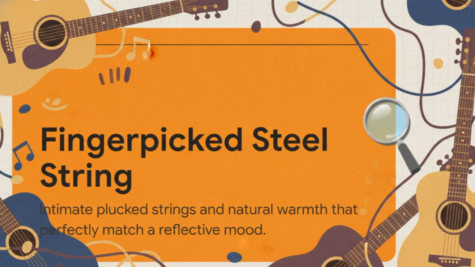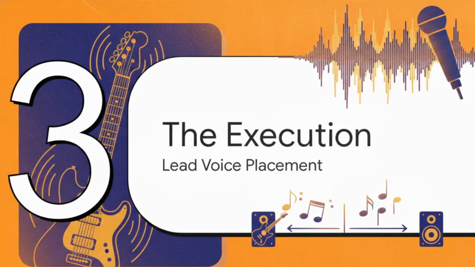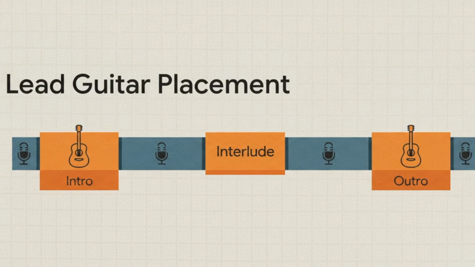The quiet intimacy of each plucked string directly mirrors the intimacy of the words. The unhurried pace of the fingerpicking, it matches that reflective mood perfectly. The instrument isn't just playing notes in the background, it's actively amplifying the underlying feeling. Actually, the very best AI tracks happen when the words and the instruments speak the exact same language. Let's move on to the execution, lead voice placement. So we have our lyrics, our constants, and our single variable.